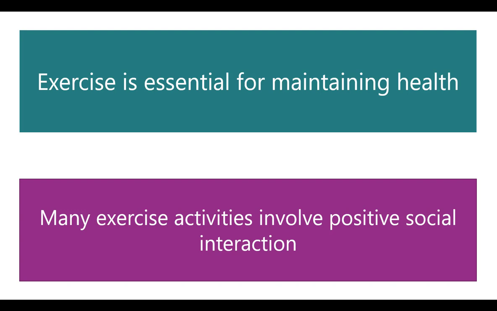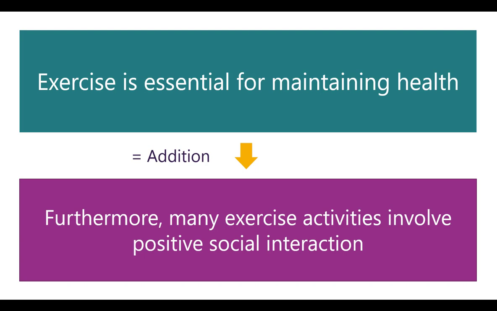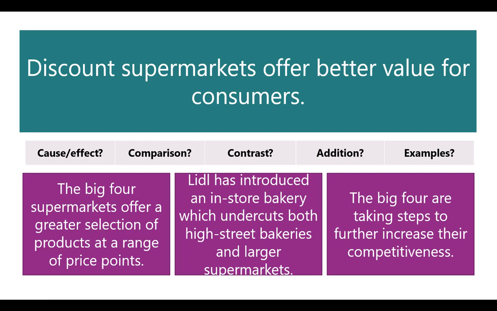They're both positive things about exercising, one about maintaining health and the other about social interaction. So therefore, these are adding to each other. To make that clear to the reader, we can put a word in the second point to make sure that that is obvious. Such a word could be furthermore. So there you can see quite easily that one is adding to the other. It's not always obvious though, and this is why these words are really important.